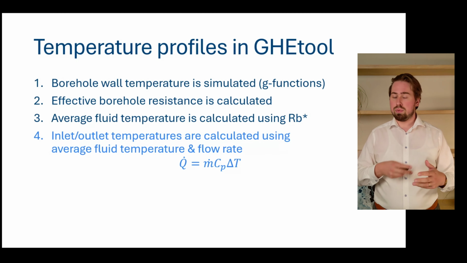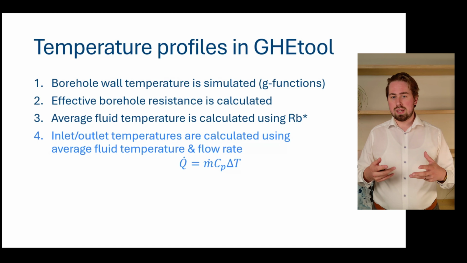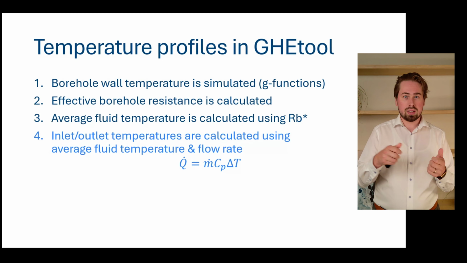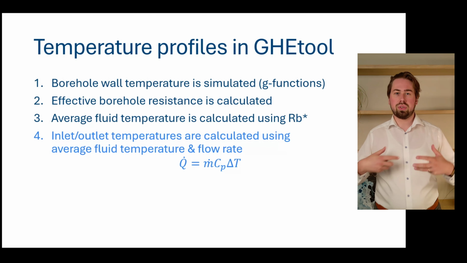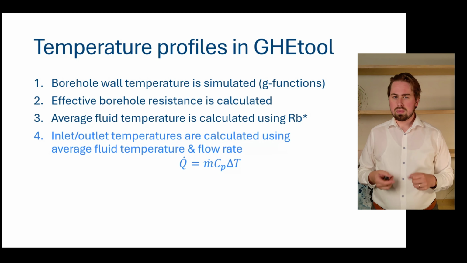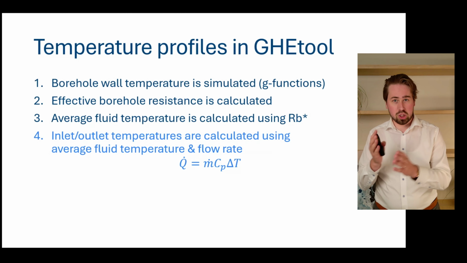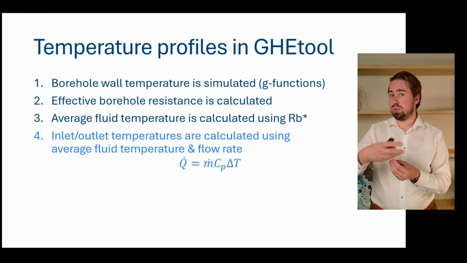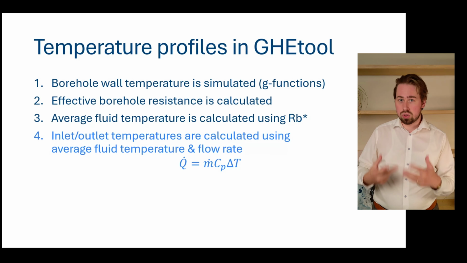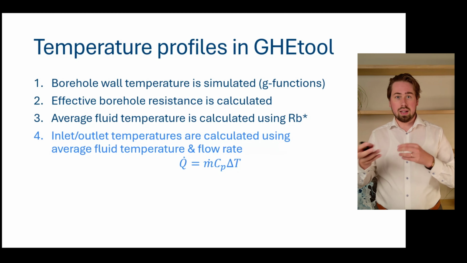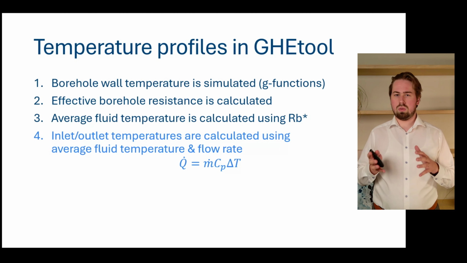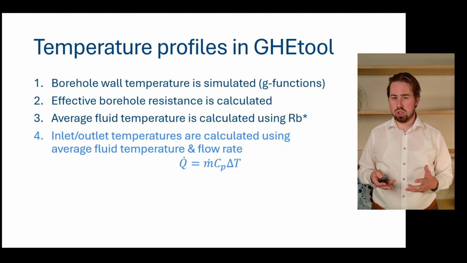So let's say you have a specific flow rate and a specific heat capacity, and the difference between your inlet and your outlet is 2 degrees, and you keep everything the same and make it 4 degrees, you will have delivered twice as much power, twice as much energy to the ground. So since we know both the average fluid temperature and we also know the flow rate, we know the temperature difference between the inlet and the outlet, and we can hence also calculate now the inlet and the outlet temperatures of your geothermal system. Now, let's discuss why that can be interesting for your particular situation.